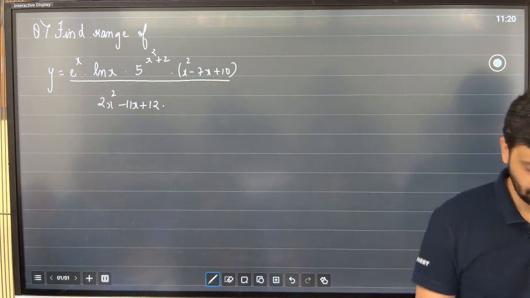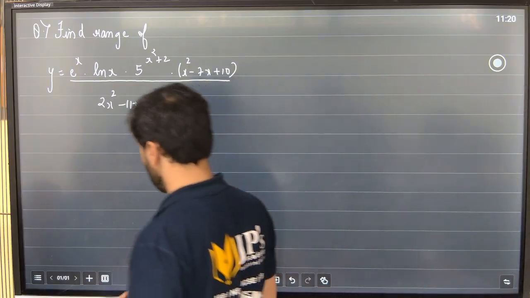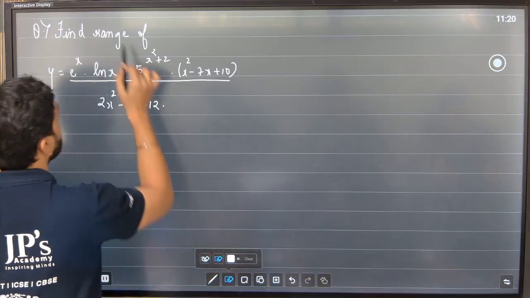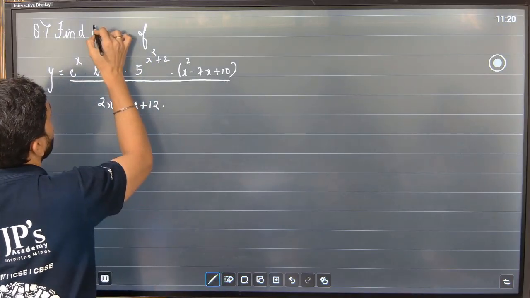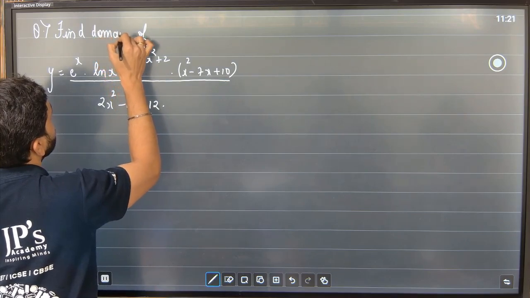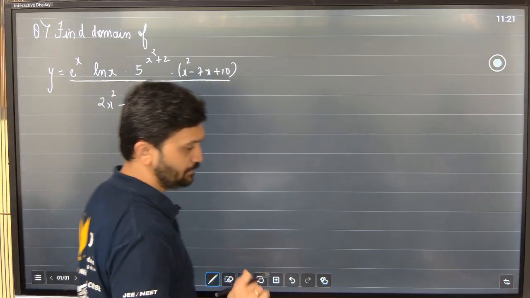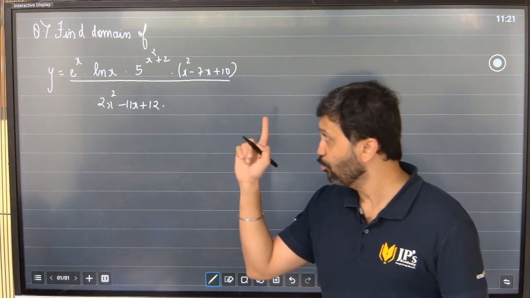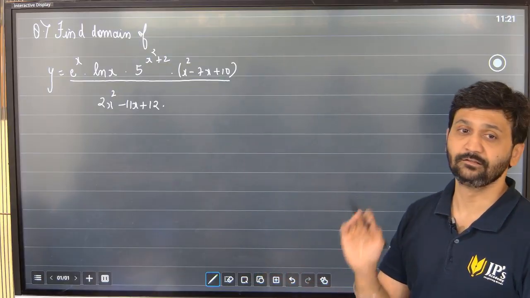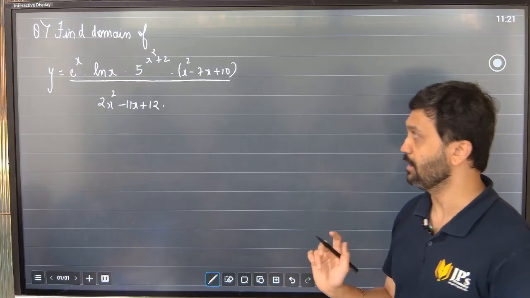ठीक है, एक काम करो, फाइंड द डोमेन करो पहला. Let's start with the domain. Find the domain. Let's find the domain of the question. Now, we are going to find the domain of every term in an individual manner.